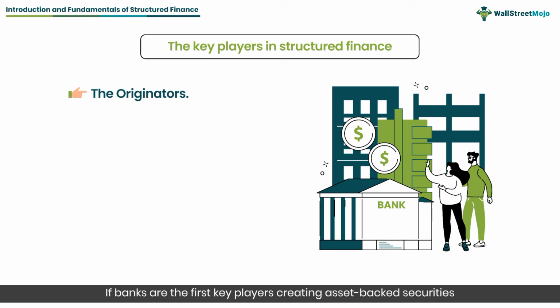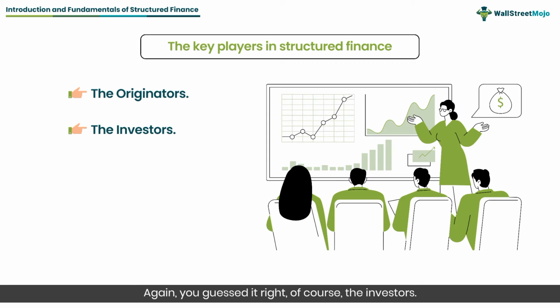If banks are the first key players creating asset-backed securities and selling them in the capital markets, then who do they sell these to? Again, you guessed it right, of course, the investors. In structured finance, investors are mainly large businesses and multinational corporations. These structured products help companies by providing well-devised risk management and satisfying all the financial requirements that we have discussed already, like cash flow optimization, diversification, fund accessibility, and leveraged finance.